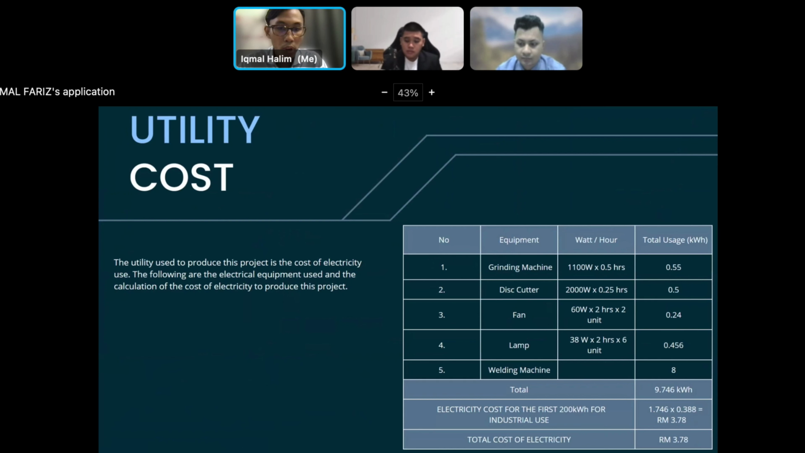The total usage for the equipment that I said just now is 9.746 kilowatt per hour. So the electricity cost for the first 200 kilowatt hour for industrial use is 1.746 times 0.388, which is the industrial current rate. So we get 3 ringgit and 78 sen. So the total cost of electricity is 3 ringgit and 78 sen.